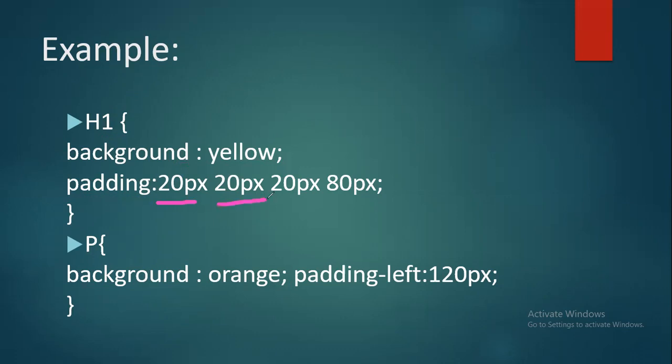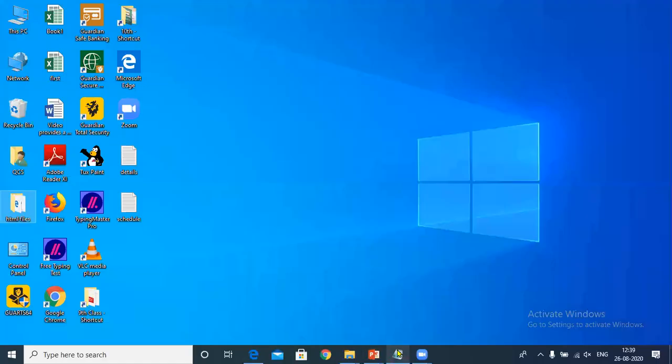Okay, this is for the top, this is for the right, this is for the bottom, and this is for the left padding value. Okay, if you wanted to define a single value, then you can define it like this, like padding left as 120 pixel. Okay, you can define things like this. For example, now we'll see the example of the same.